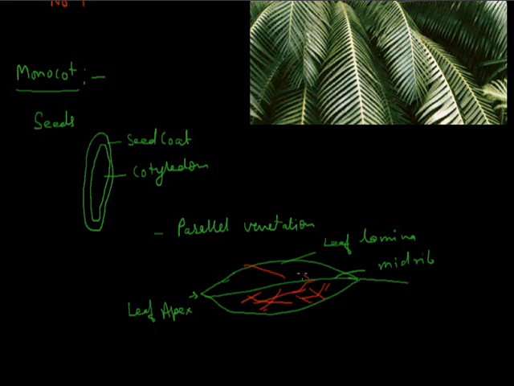xylem vessels or veins. This reticulate type of venation is present in the dicot seed, but in the case of monocot, this is the venation. This is the reticulate or network of the tube or xylem vessels in the leaf. We call it the venation. It is two types in the plant body.